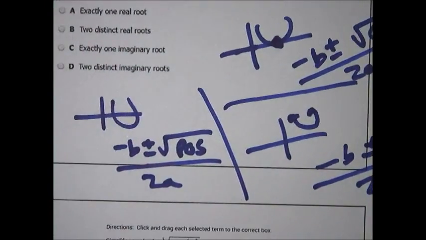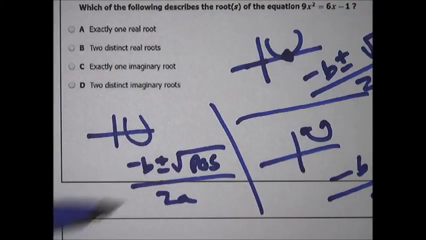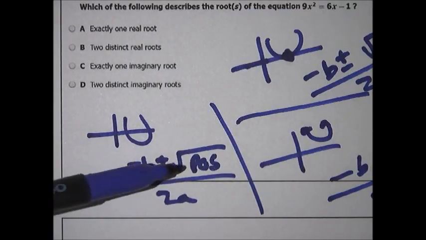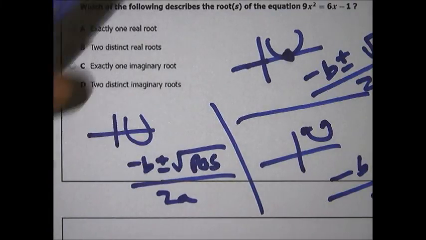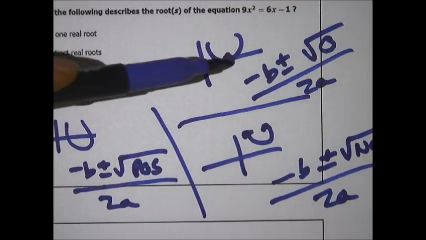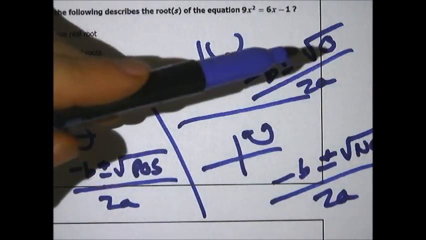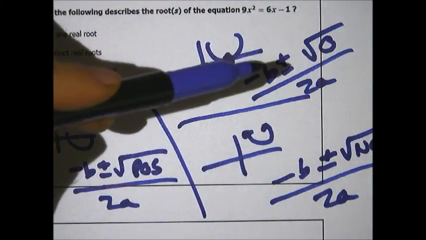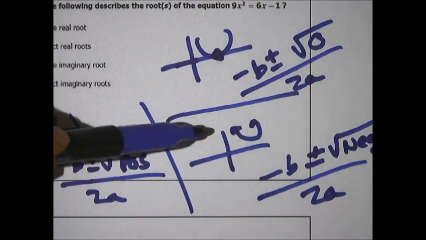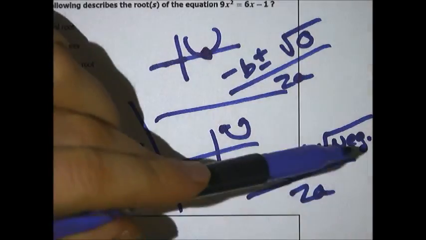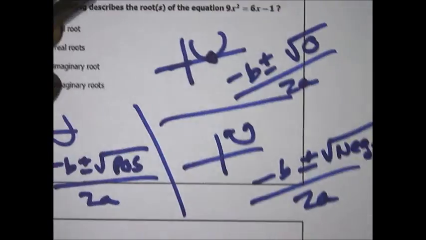So let's look at our choices one more time. You could have it crosses the x twice, positive number underneath the root. You'd have two real answers. You could have hits the x once, zero under the root, plus or minus 0 is the same thing. You have one real answer. You could have this out in space. It doesn't cross anywhere. Negative number under the root. You have two imaginary answers.